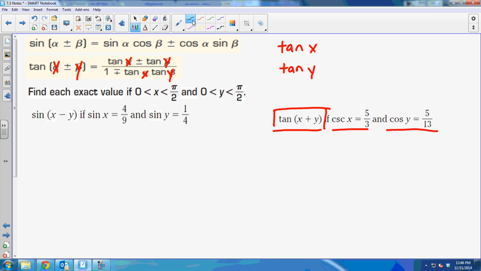So I'm going to use cotangent squared x plus 1 equals cosecant squared x. So I can find tangent x. I'm trying to find tangent x. I know there's not a tangent in here right now, but there's a cotangent, and I can switch that at the end. So I'm going to solve this. Cotangent squared x plus 1 equals 5 over 3 squared.